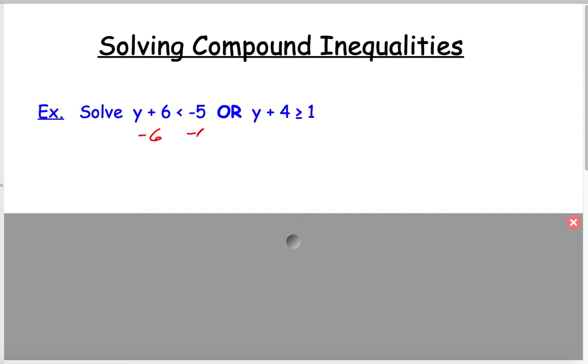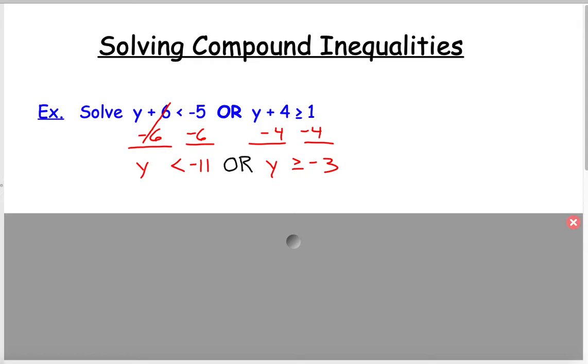We're going to subtract 6 from both sides to get y by itself. Our inequality is going to stay in the same direction. The 6's cancel, so I have y plus 0, which is y. And on the right side, I'm going to get negative 11. So y is less than negative 11. And then we have or. Now let's solve the other one. We're going to subtract 4 from both sides. We'll be left with y greater than or equal to negative 3.